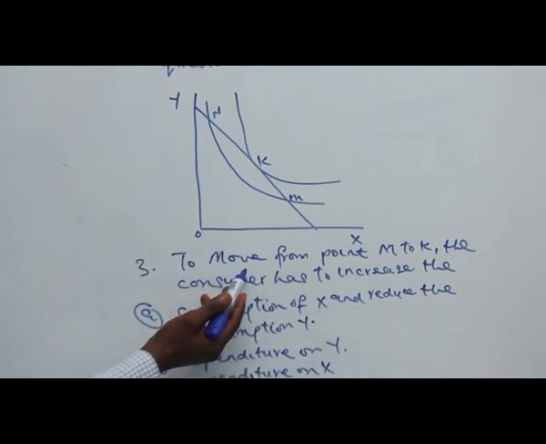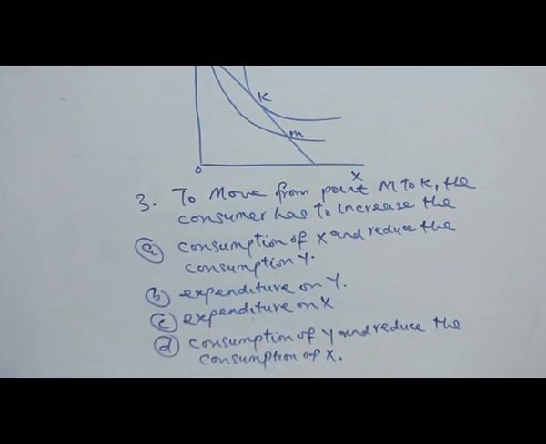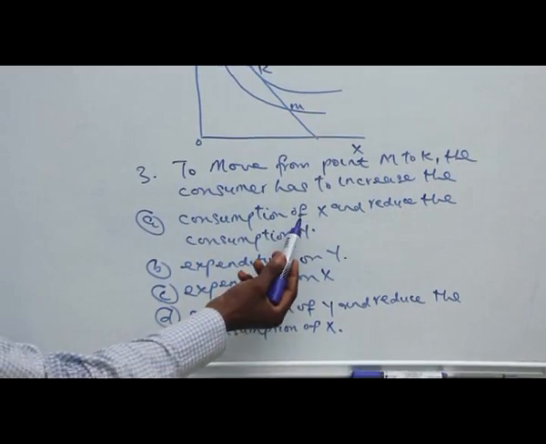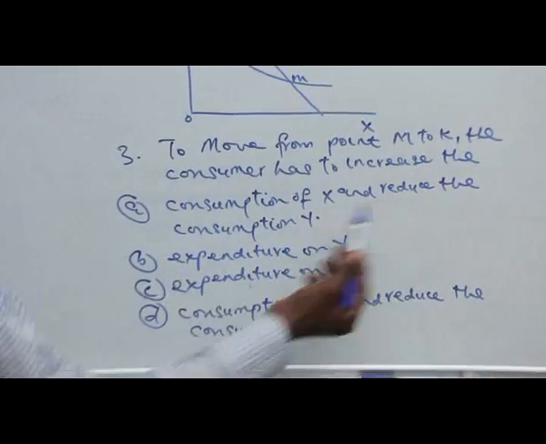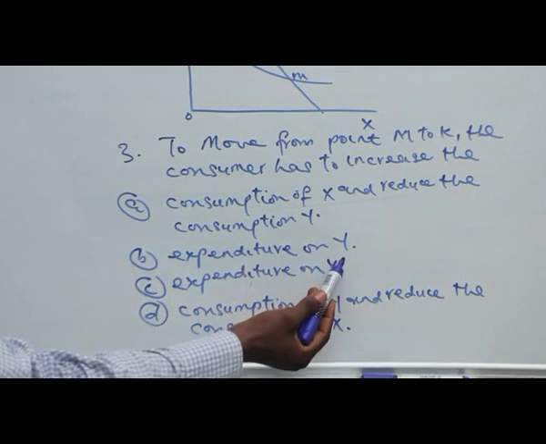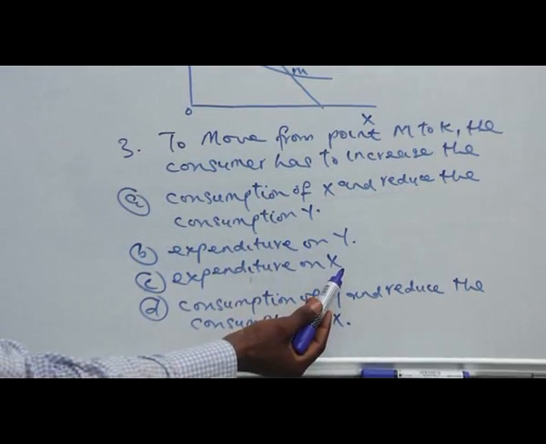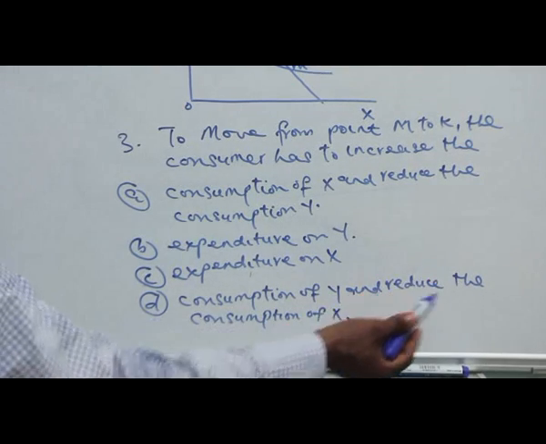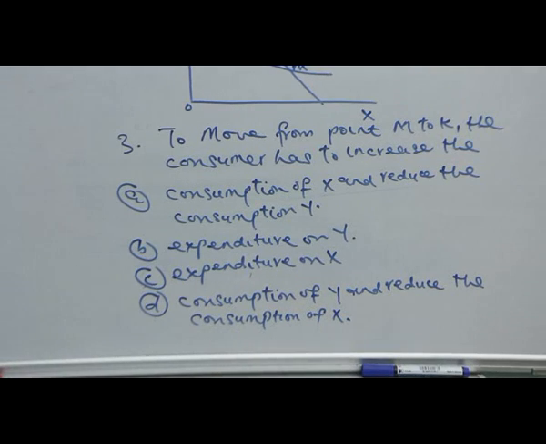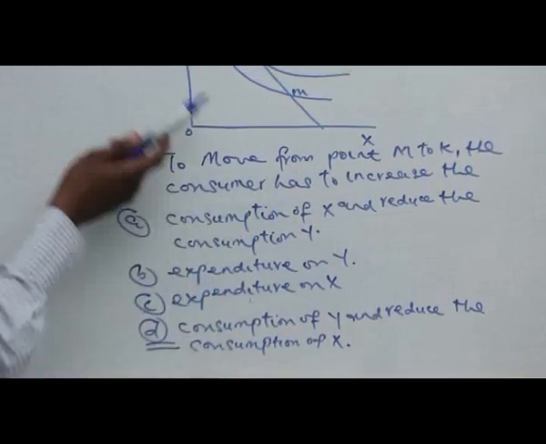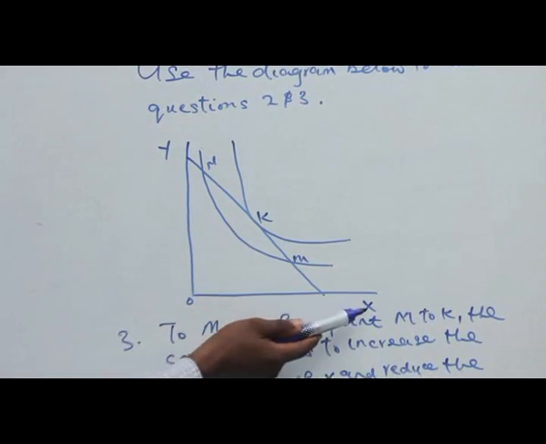Question 3. To move from point M to K, the consumer has to increase the A. Consumption of X and reduce the consumption of Y. B. Expenditure on Y. C. Expenditure on X. D. Consumption of Y and reduce the consumption of X. The right answer is letter D. The consumer has to increase the consumption of Y and reduce the consumption of X.